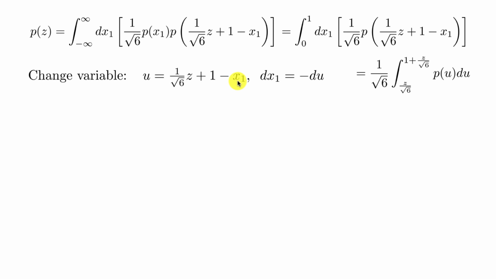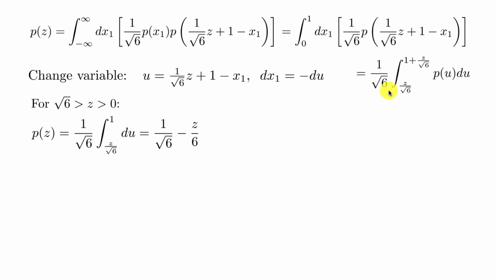When x1 is equal to 0, then u becomes 1 over square root of 6z plus 1. So that's what you have over here and over here. And of course, the minus sign gets switched around when you interchange the limits over here. There's only a little bit more work that you have to do.